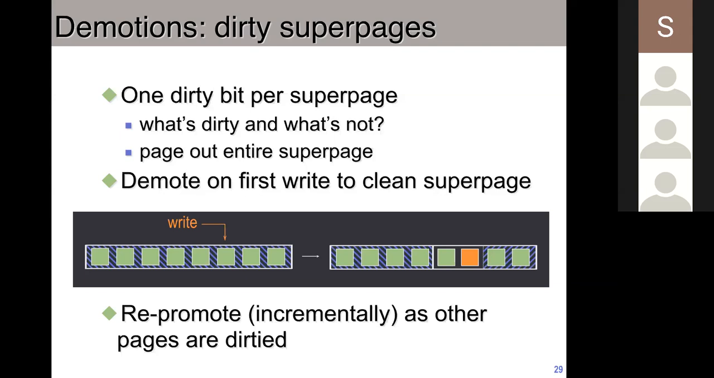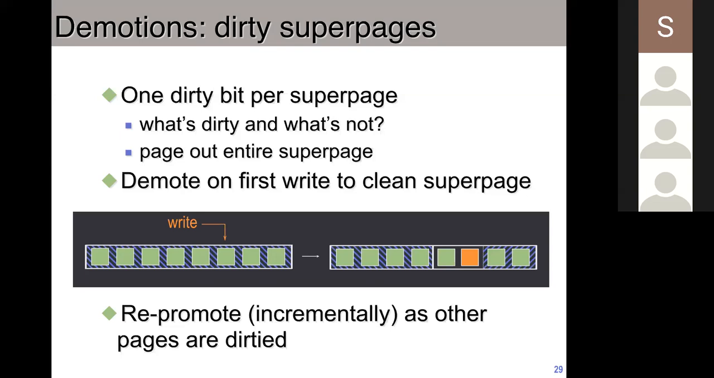So by doing this, the OS can get control of the write operation and do this demotion. This way it can accurately track which base pages are dirty. But then you can say, well, wait a minute, every write operation to a super page will now become expensive, right? Because every write operation will raise an exception.